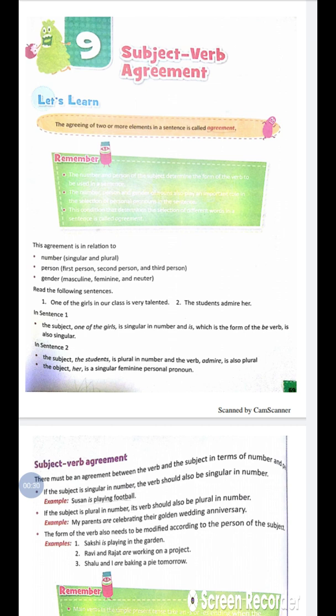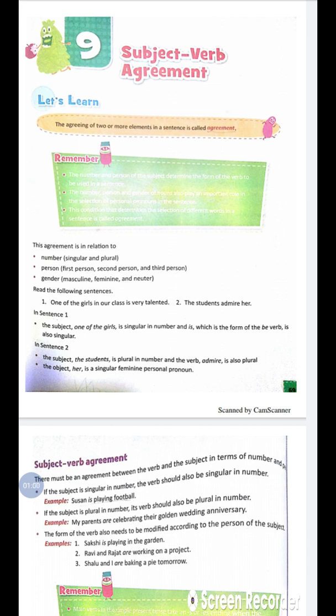So, the agreeing of two or more elements in a sentence is called agreement. Okay, and what are the conditions that we have to follow? That the number, say that the sentence is in singular and plural. And second thing is the person, first person, second person and third person. Next is the gender, masculine, feminine or neuter gender.